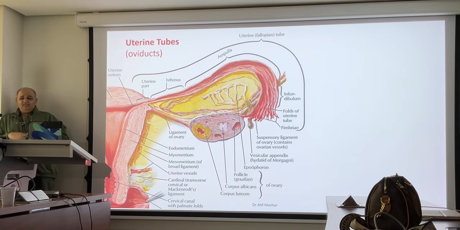Coming back, we were here with the tube and we talked about it. It has different parts: isthmus, ampulla, fimbria, infundibulum. You can see the ovary. Are we clear, guys? Yes. Everyone is tired. Yes.